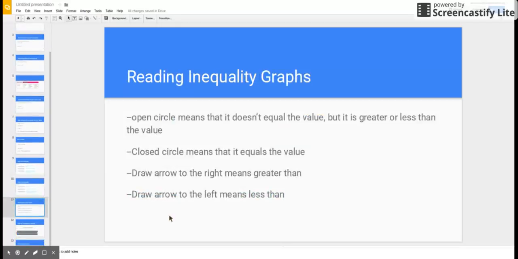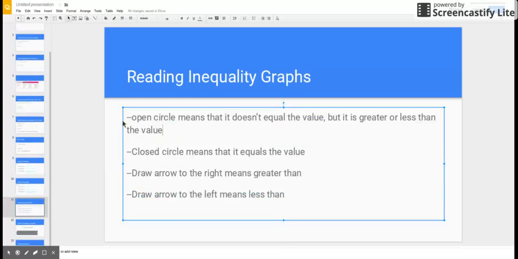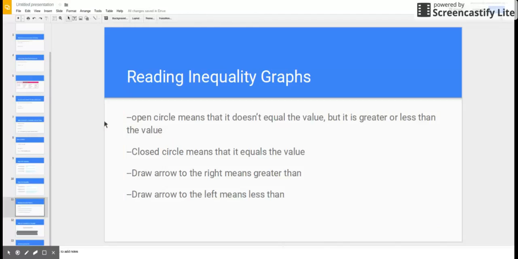Okay, so reading inequality graphs, an open circle means that it doesn't equal the value, but it is greater than or less than the value. Okay, that value is not included. A closed circle means that it equals that value. When you draw an arrow to the right, it means greater than, and when you draw an arrow to the left, that means less than.